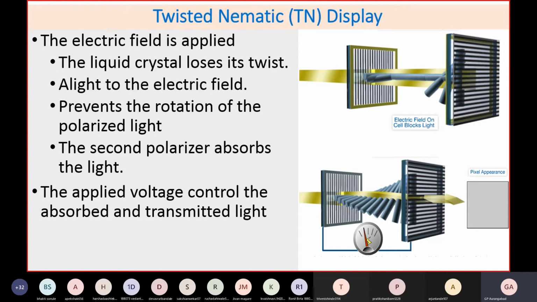That means if vertical light is coming, it will pass as it is, because the LCD becomes straight and the light remains vertical. So your vertical light is not blocked and it comes as it is. And because of this, there will be a blocking: when vertical light passes through the horizontal filter, everything will be blocked and nothing can be seen outside.